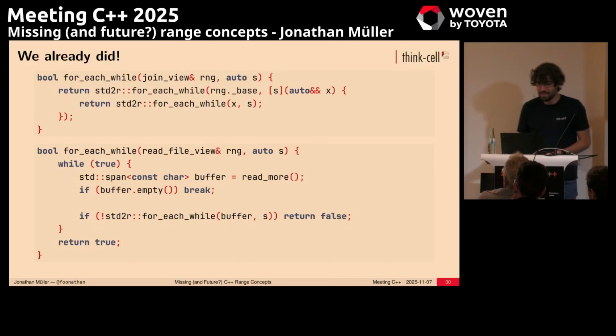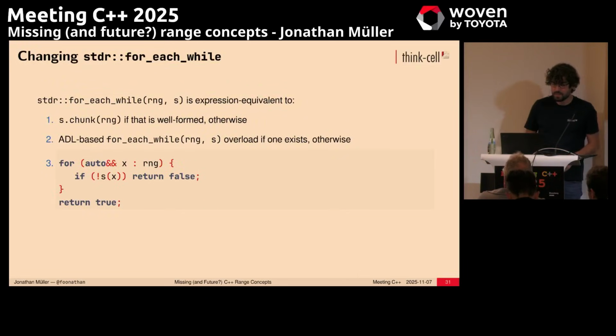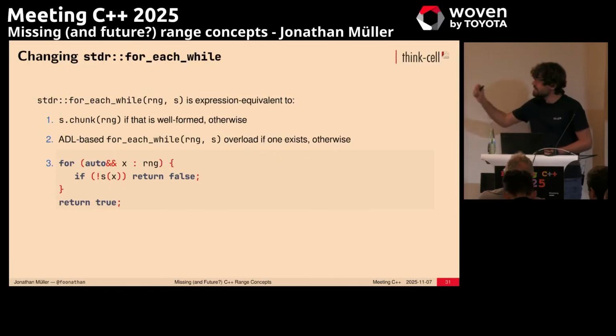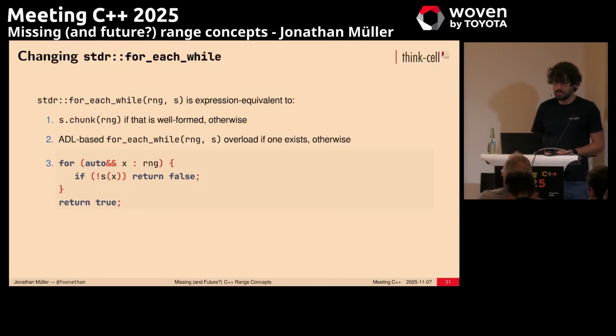Actually, our for each while implementation has a second customization point. So the highest level of priority, if you call for each while, it checks whether the sink provides a chunk method that accepts this entire range. Then it falls back to the specialization for each range, and only then does it fall back to the iterators.